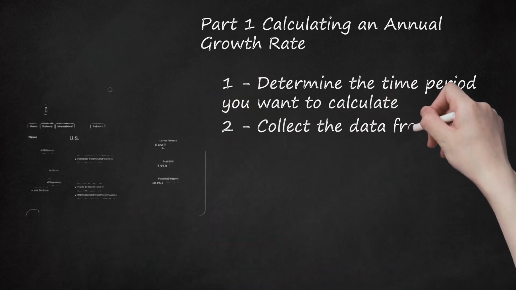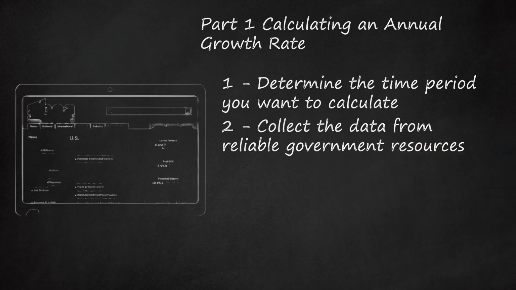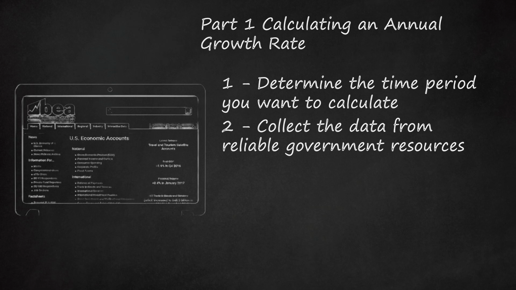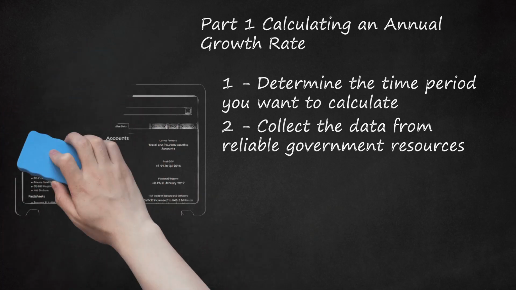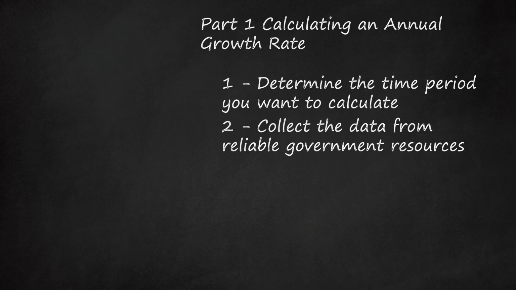2. Collect the data from reliable government resources. In the United States, the accepted source for GDP data is the Bureau of Economic Analysis, BEA. The BEA is an agency of the U.S. Department of Commerce, which is charged with calculating the GDP for the United States. The BEA has the resources available to collect all the sales and employment data that becomes part of the GDP. Visit the BEA website.